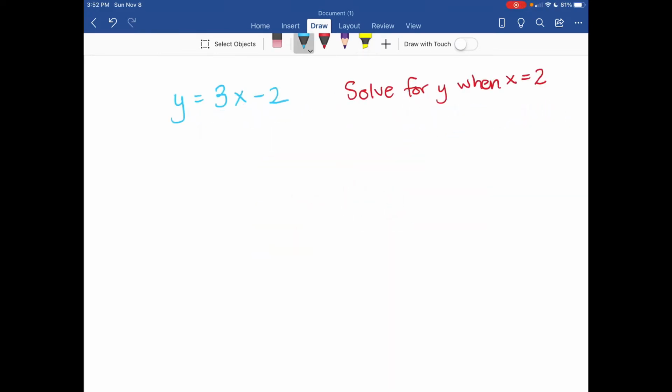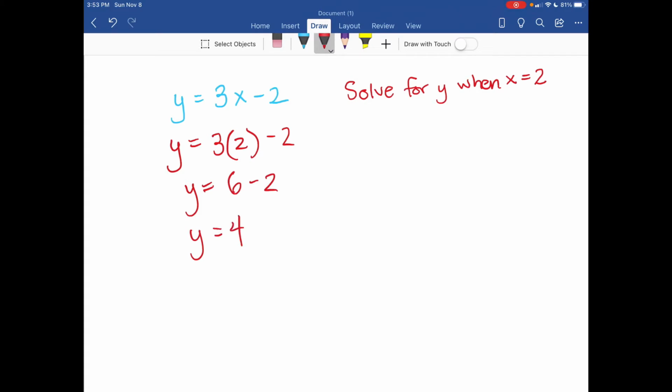So let's look at a quick example of a function we're familiar with. If they asked us to solve for y when x is 2, well, our steps would be to plug in 2 for x and simplify. And we would get y equals 4. So we know that when x is 2, y equals 4.